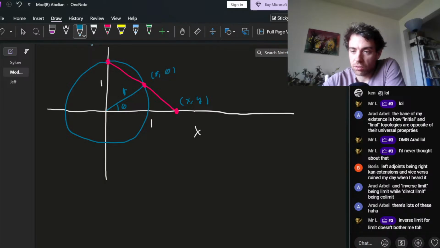This stuff's popping off in chat. Con extensions, inverse limit. I do always get confused with left, right, and which is inverse limit, direct limit, and so on. I can use them correctly in those contexts, but I always mess up what's left, what's right.